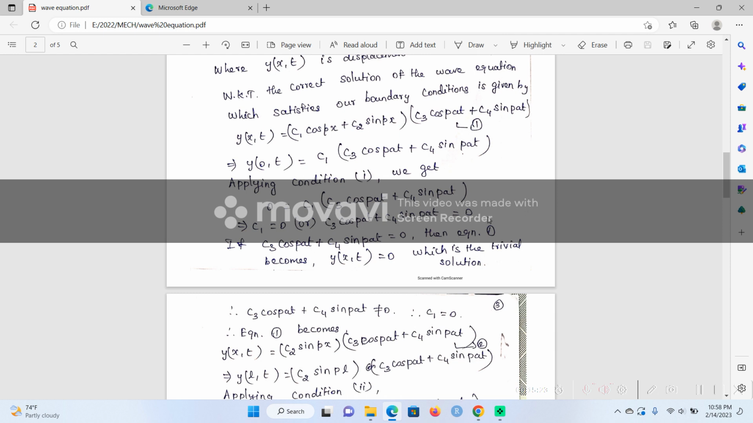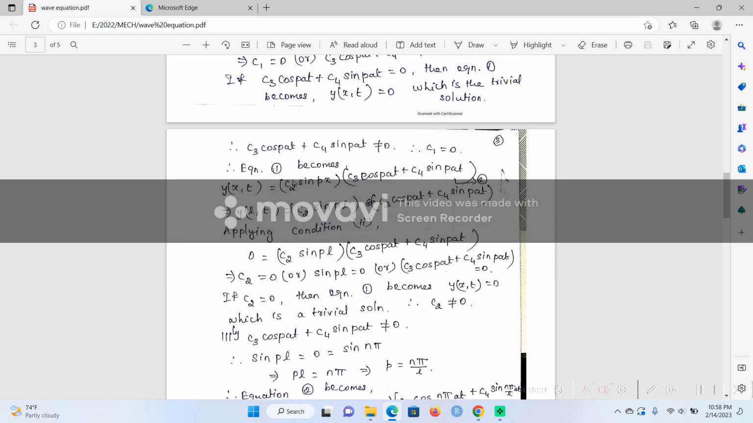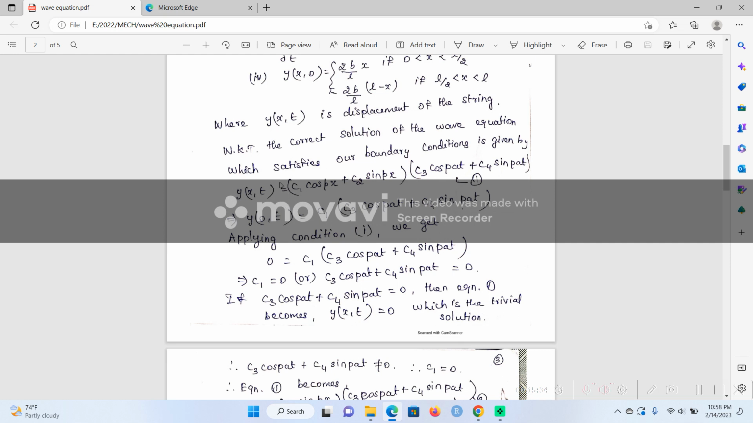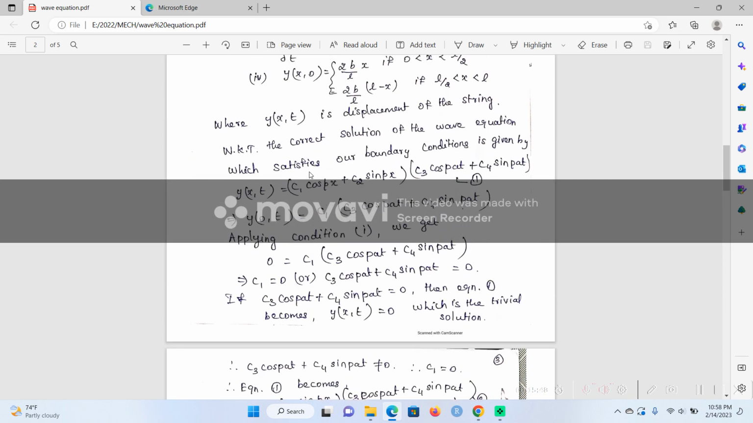So this term need not be 0. Therefore, the only possibility is C1 equal to 0. So this is our equation 1. In that only we are going to apply all our boundary conditions one by one. So first we applied the first boundary condition and we solved our C1 value must be 0. So substituting C1 as 0 here, this term vanishes. So now your equation 1 becomes y of x, t equal to C2 sin px and these terms. So we are considering this is equation number 2.